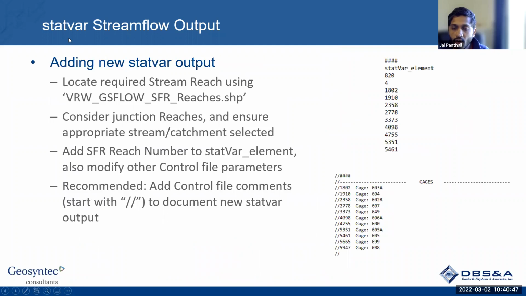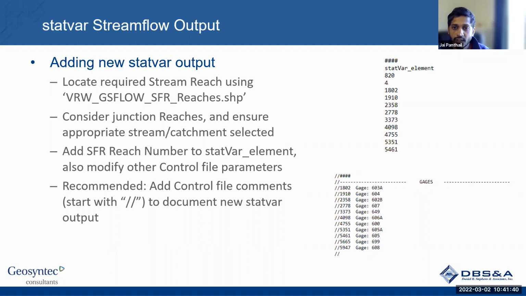The model already outputs streamflow at certain locations, but what if you wanted to output streamflow at new locations? You will use the shapefile that I showed earlier, which I will also open up in GIS and further explain. That is what you will use to locate new SFR reach numbers to add streamflow output at. One important thing which I will explain in detail later is that you need to consider junction reaches, because stream segments can join at junctions, and the flow that you output can vary based on whether you select a reach upstream of the junction, downstream of the junction, or at the junction.